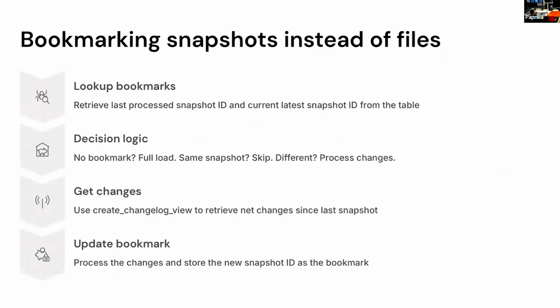You can address it with the following logic, and this is what we created quite quickly. Look up the bookmarks per data source. If there is no bookmark, we do a full load. If we see the same snapshot in the bookmark as the latest snapshot in the table, we skip processing, or we return an empty data frame. But if you see different snapshots, you try to get the changes with the procedure. We call create change log view, read the data, do our thing, and then update the bookmark. Quite simple, right?